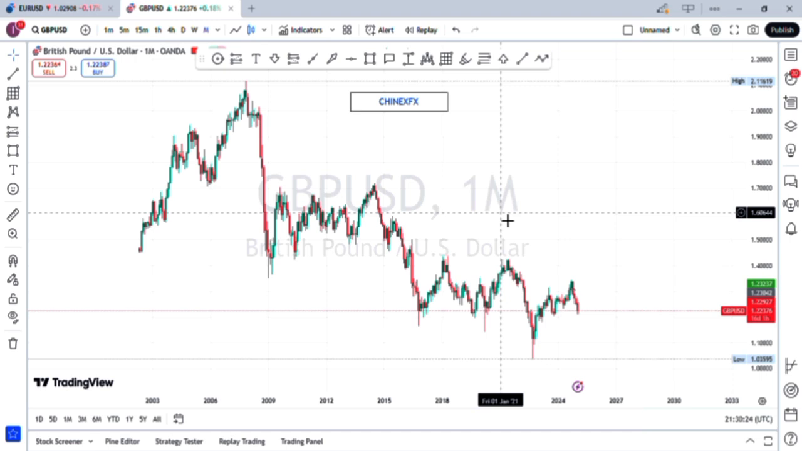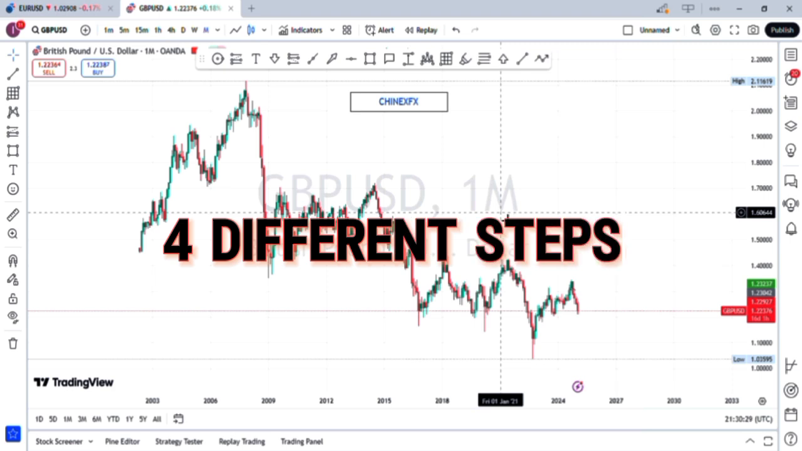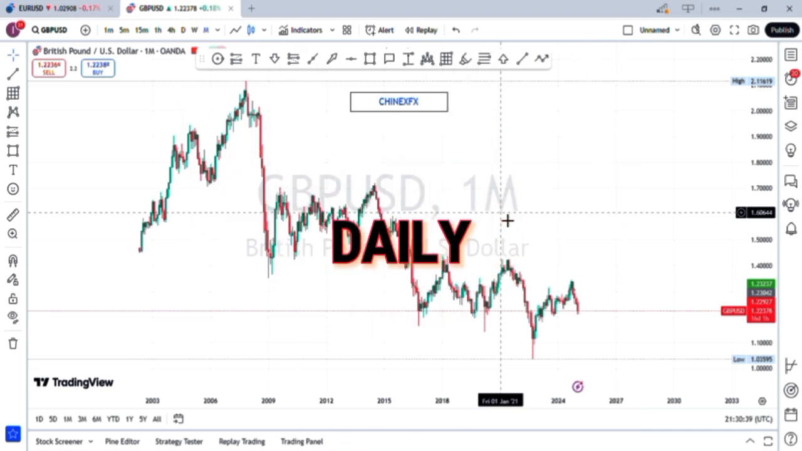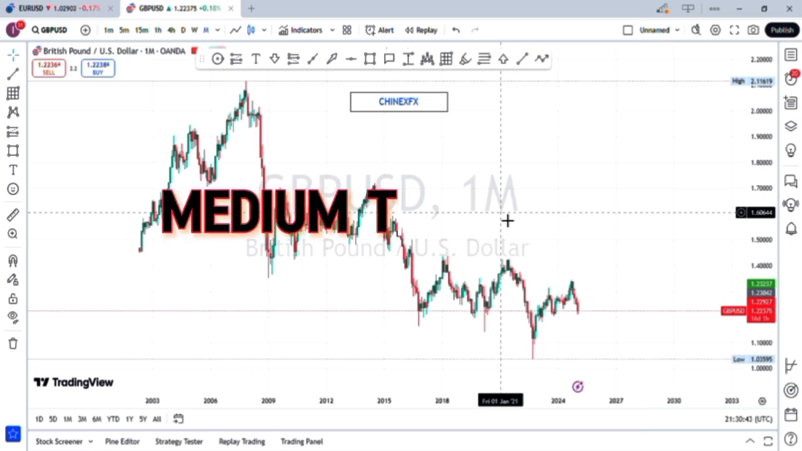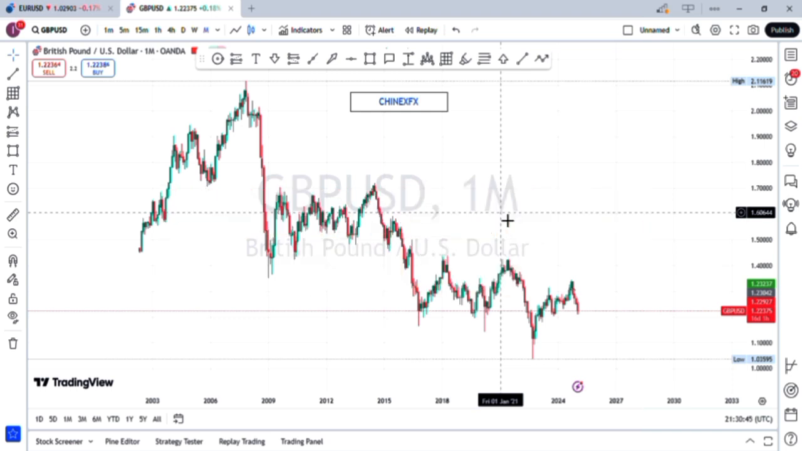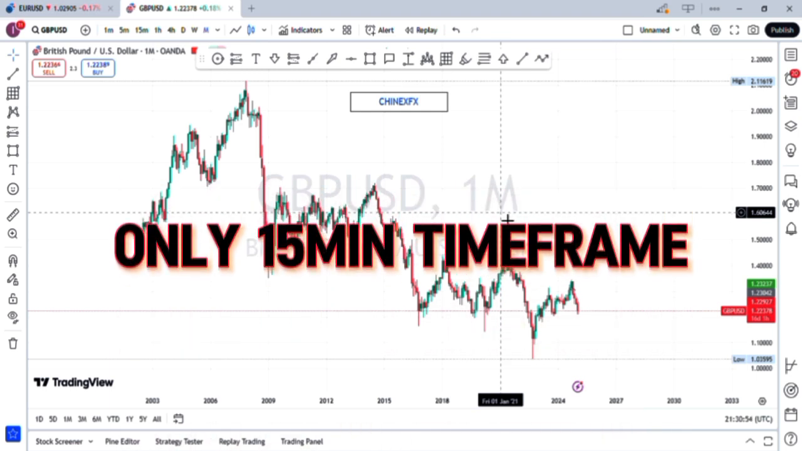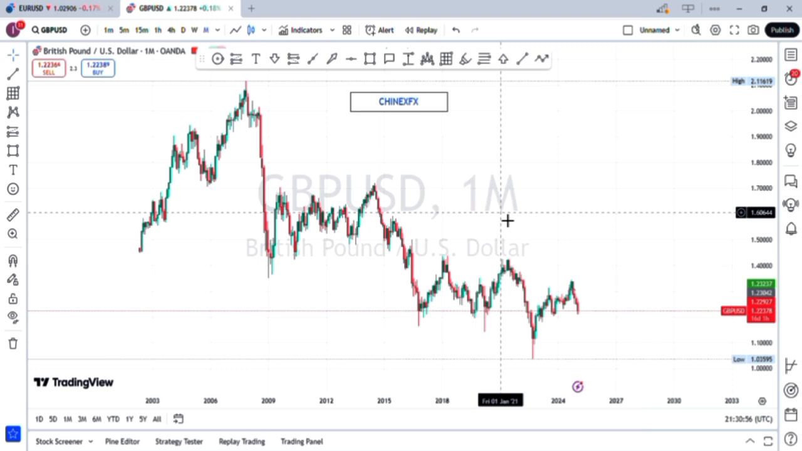First of all, we're going to be categorizing a top-down analysis into 4 different steps, guys. First category is the higher time frame analysis, which involves the monthly, the weekly, and the daily time frame analysis. The second category is the medium time frame analysis. This just involves the 4 hours and the 1 hour time frame analysis. Now the third category is the short term analysis, which involves only the 15 minutes time frame, guys.